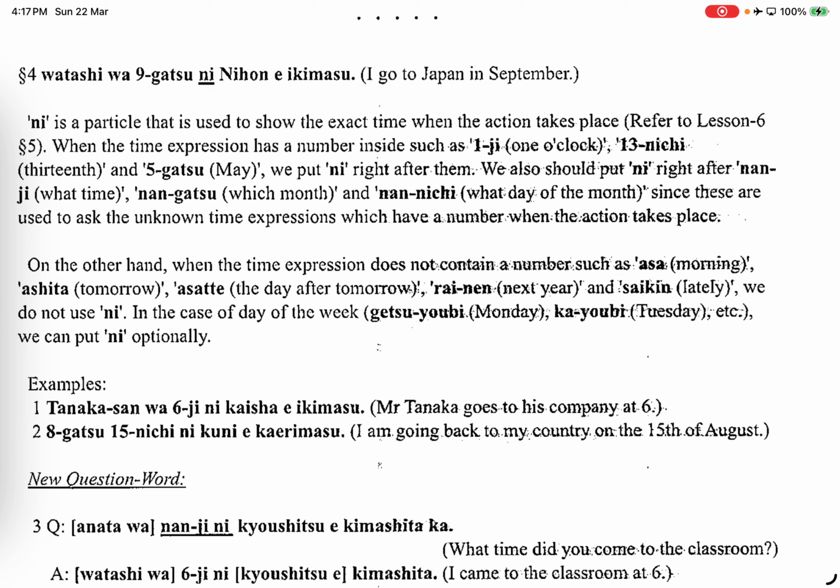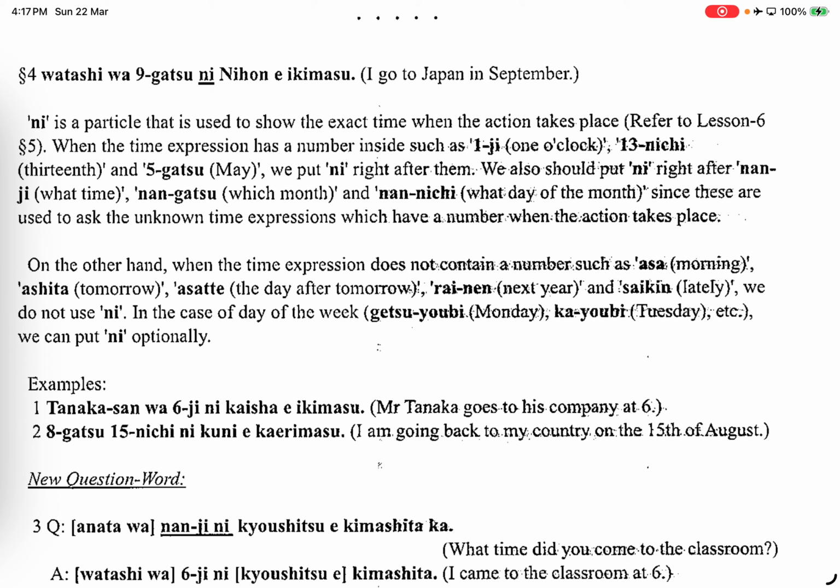Okay. Number 4. 私は9月に日本へ行きます. So 日本へ行きます, go to Japan. Right? Then 9月に. So previously we learned the time, right? The ni means at. But in English we don't say at September. We say in September. Right? And then September is a very broad time range. It's a whole month.